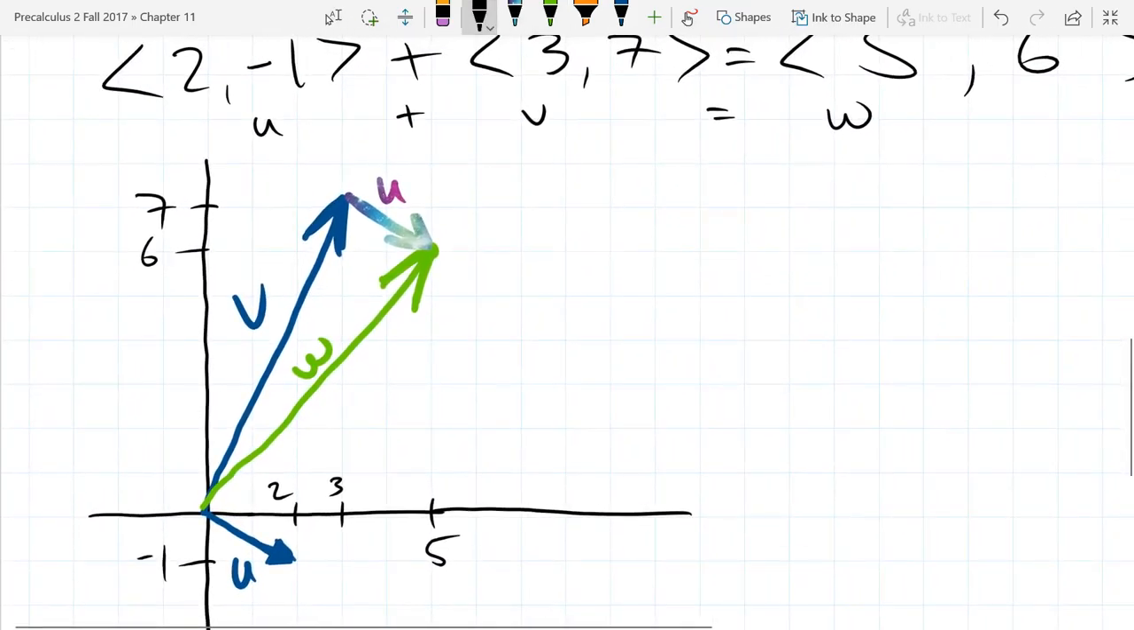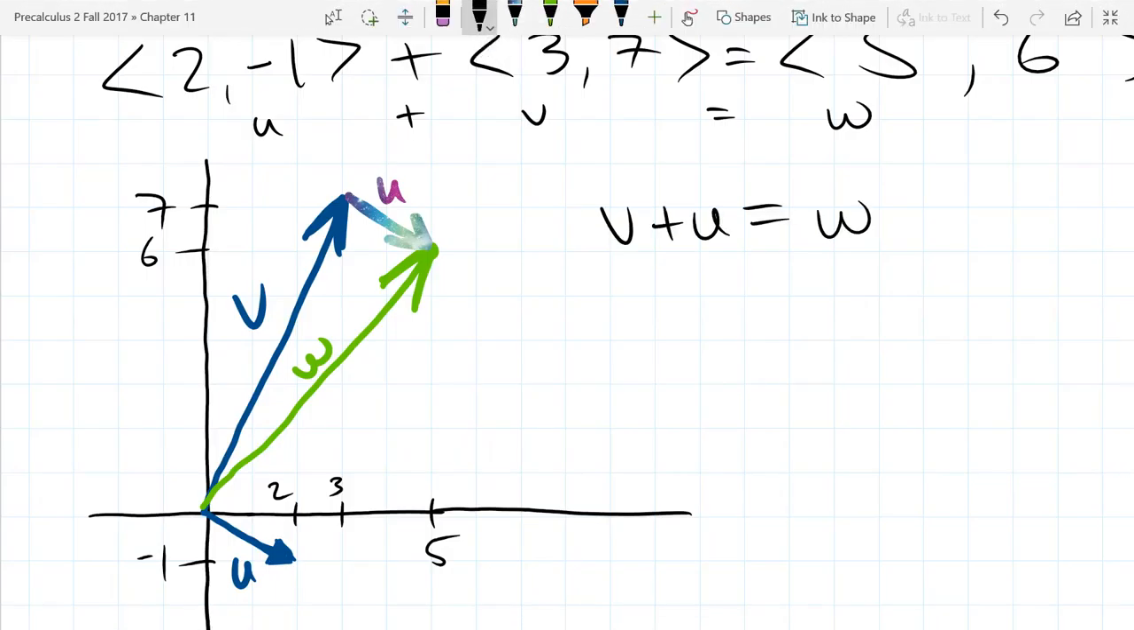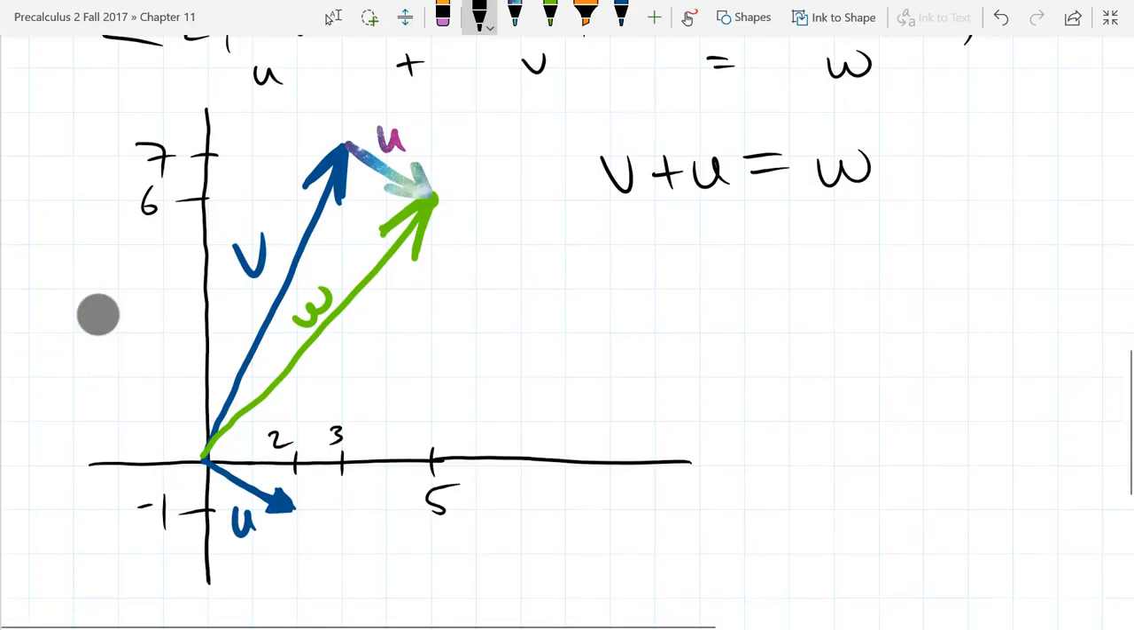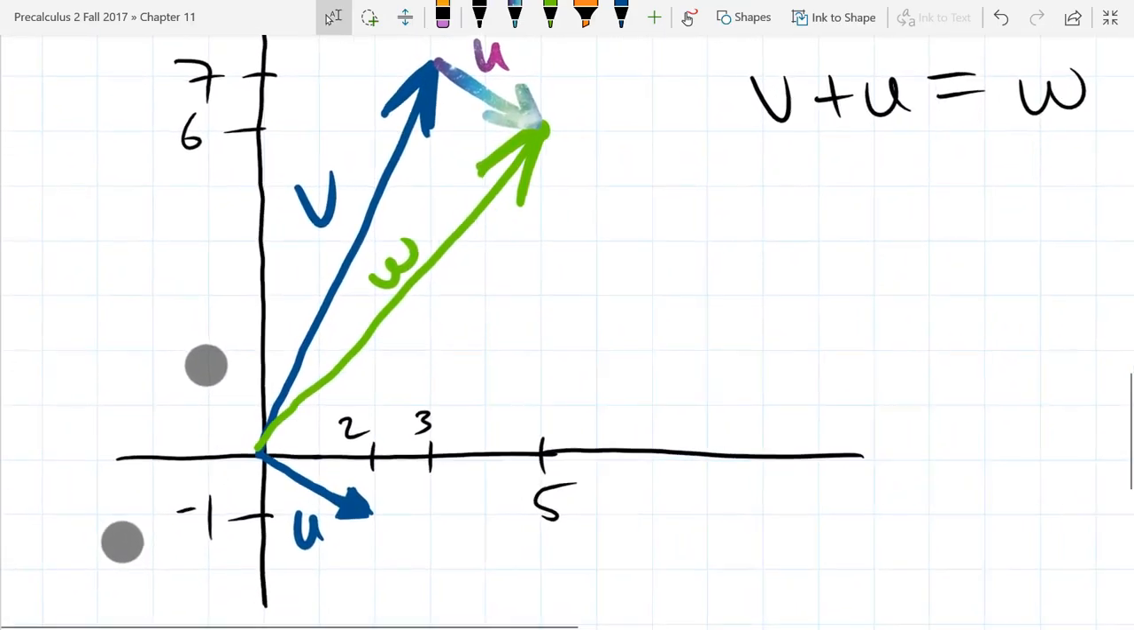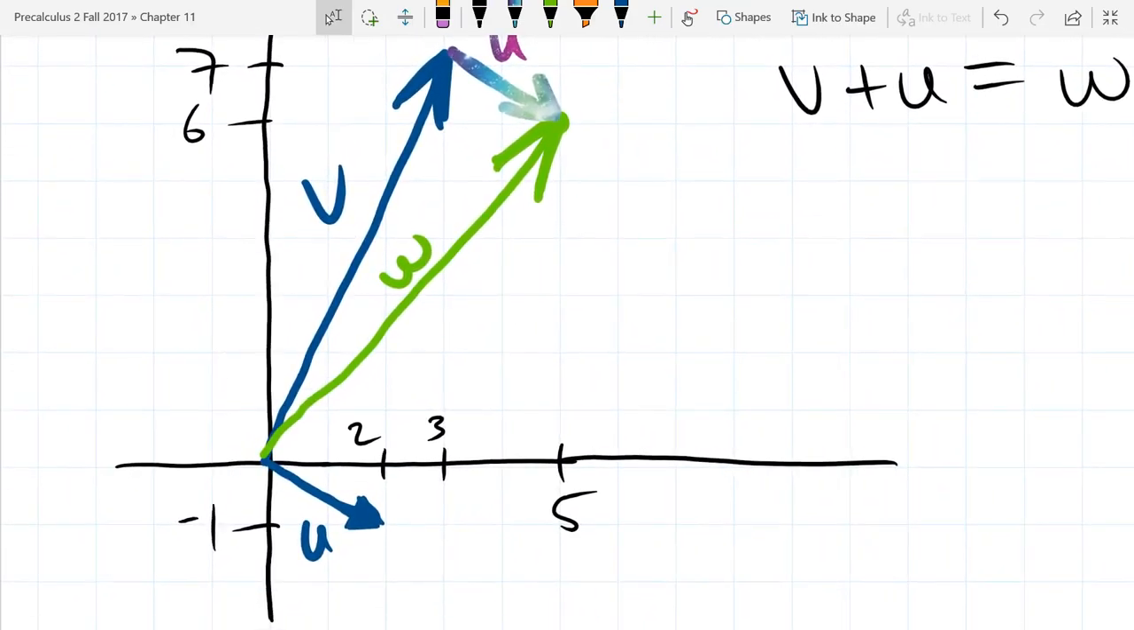So algebraically, it shouldn't matter if I add u plus v or v plus u. That's what we call the commutative property, right? So let's think about what adding in the other order would do in the graph.